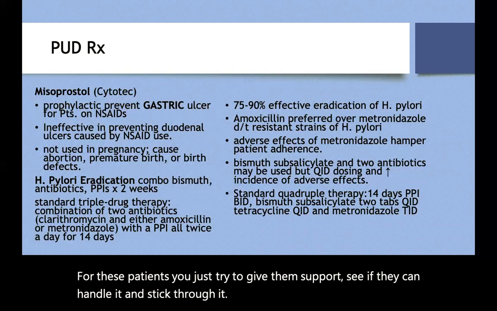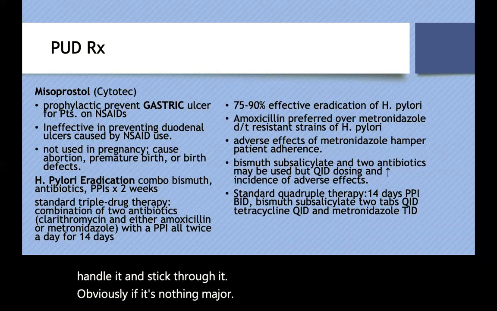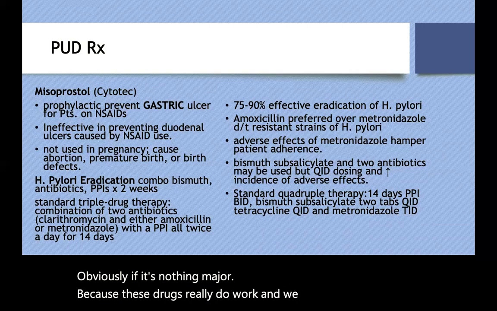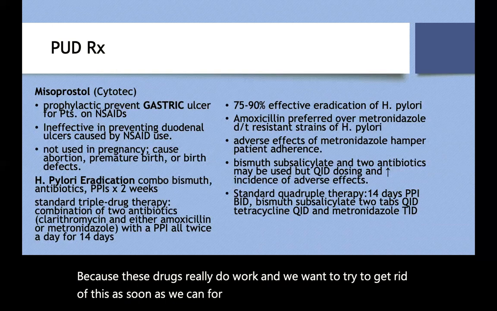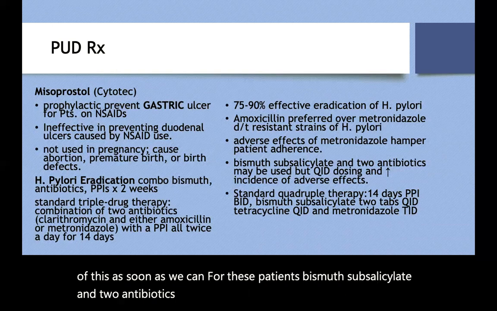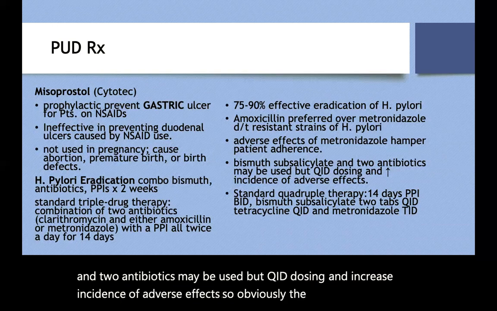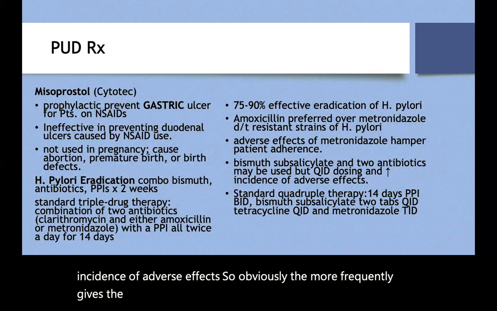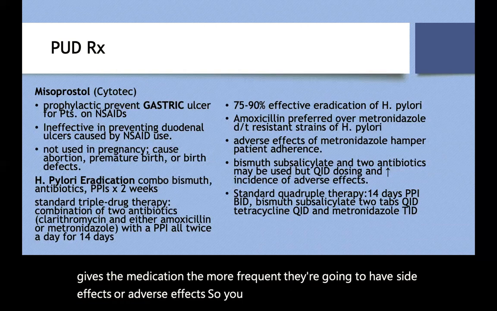Obviously, if it's nothing major, because these drugs really do work, and we want to try to get rid of this as soon as we can for these patients. Bismuth salicylate and 2 antibiotics may be used, but QID dosing and increased incidence of adverse effects. So obviously, the more frequently you give the medication, the more frequent they're going to have side effects or adverse effects. So, you want to try to not have to do that.